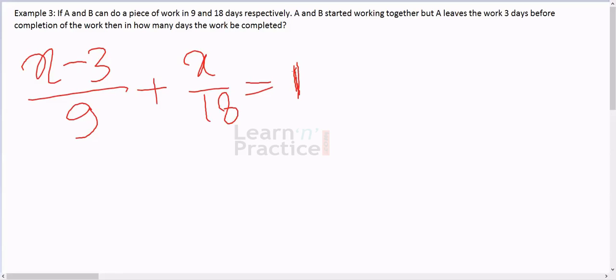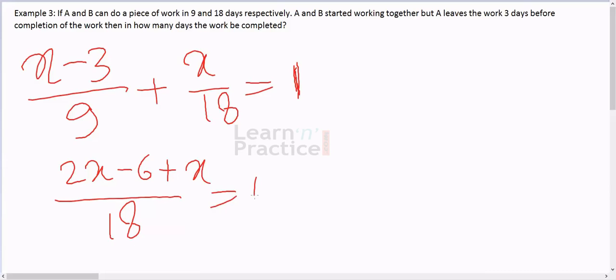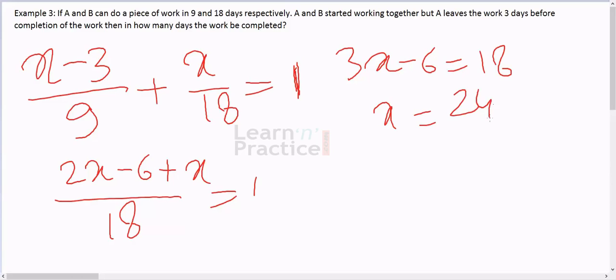So take the LCM. LCM would be 18. If we solve this, it will give you 2x minus 6 plus x is equal to 18. Solve this, so we'll get 3x minus 6 is equal to 18, or x is equal to 24 by 3, which will give us 8 days. So the work will be completed in 8 days.